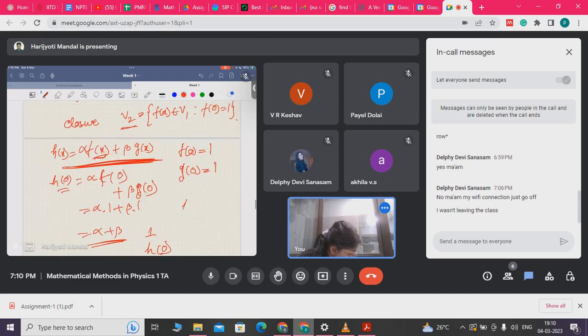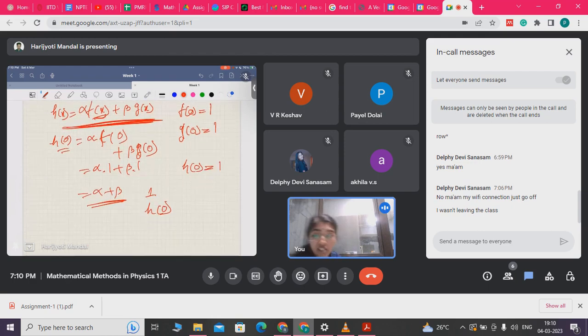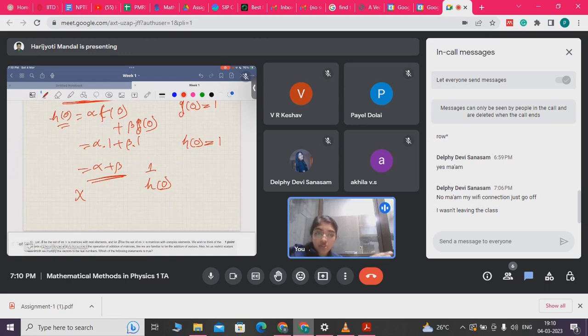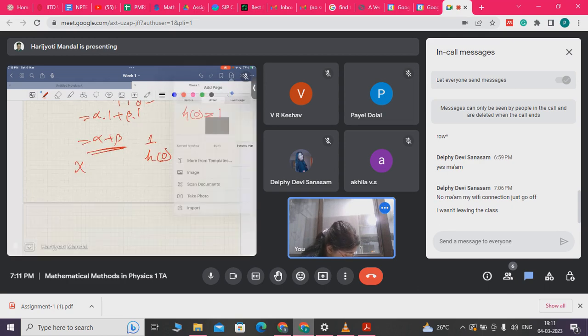But alpha plus beta is not equal to 1. If h needs to be in the vector space V2, then h(0) needs to be 1, but alpha plus beta is not 1. Okay, so the first closure property, it will not satisfy. When some set is not satisfying the closure property, you don't need to prove the other identities and all other things. It doesn't satisfy. You need to just stop there.